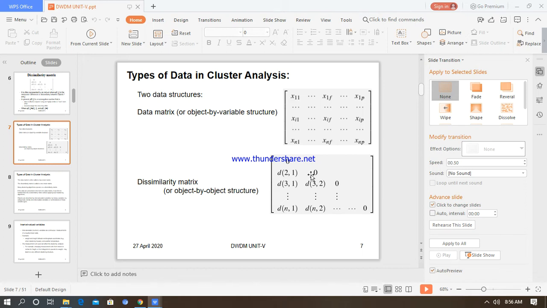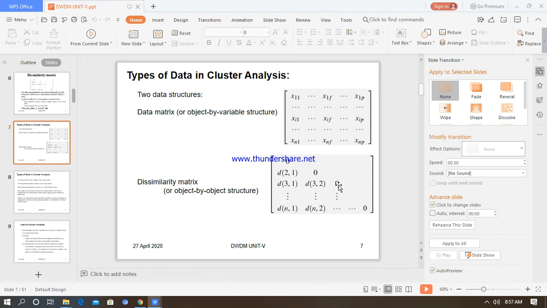Second way of representation is something like dissimilarity matrix. In this, as already told you, all the diagonal values will be 0 because there won't be any distance variation between distance of 2, 2. That means the same object difference will obviously be 0. Here we are going to calculate the distance d of 2, 1, the distance between second object and first object, the distance between third object and first object, the distance between third object and second object. And the distance between third object and third object is obviously 0. The distance between second object and second object is 0 again.